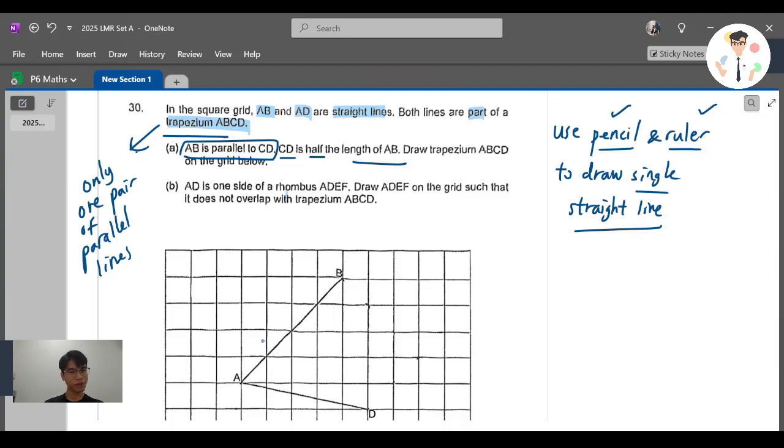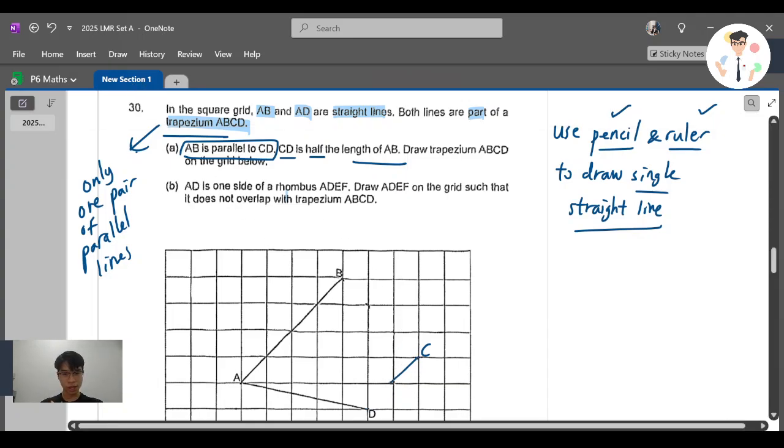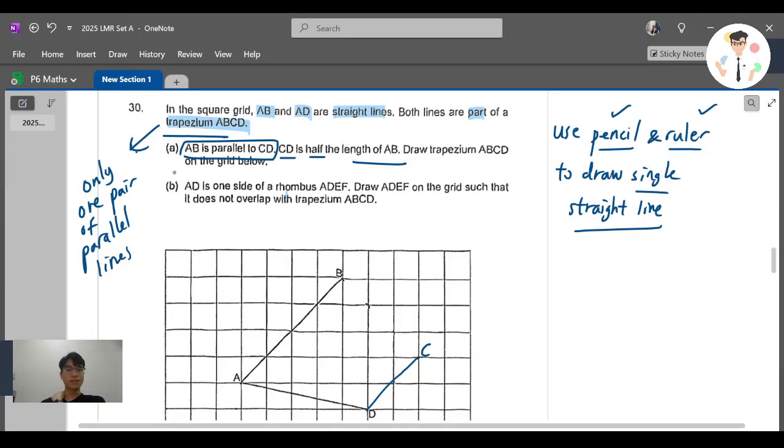Now, if you look carefully, AB is actually like this: 1, 2, 3, 4. Half means only 1, 2. So if you assume based on that, CD probably looks like this. I'm not drawing that nicely, but you should draw nicely. Half, right, because 1, 2, 3, 4, so 1, 2. Let me just draw it a bit nicer. Hopefully I can get this right. Okay, something like this. And draw trapezium ABCD on the grid below.